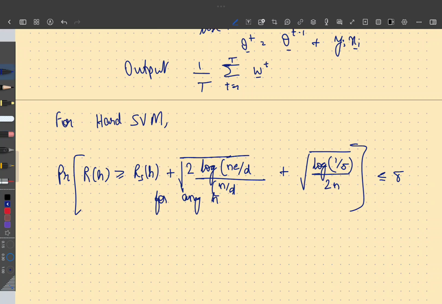Now for the hard SVM, remember that the VC dimension of linear classifiers is d plus 1. So we have the following generalization error bounds for hard SVM. This means that if we want to get a small epsilon delta error, then the number of samples had better be much larger than d. Otherwise, if n is not much larger than d, then this quantity could be fairly large.